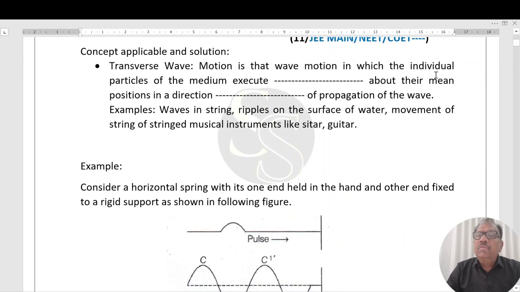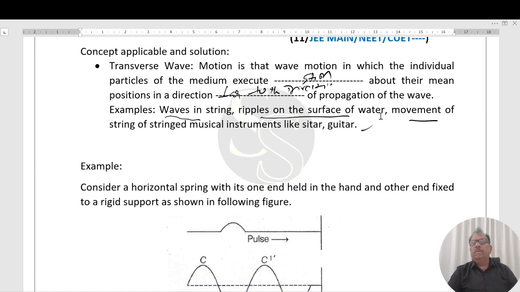Transverse wave motion is that motion in which individual particles of the medium execute SHM about their mean position in a direction perpendicular to the direction of propagation of waves. Examples are waves in a string, ripples on the surface of water, and movement of strings of musical instruments like the sitar, etc. Right?